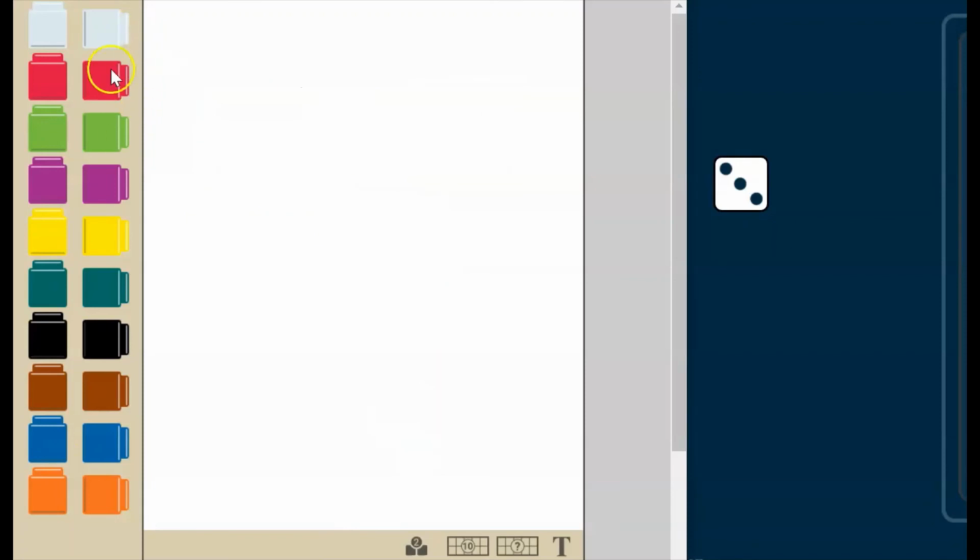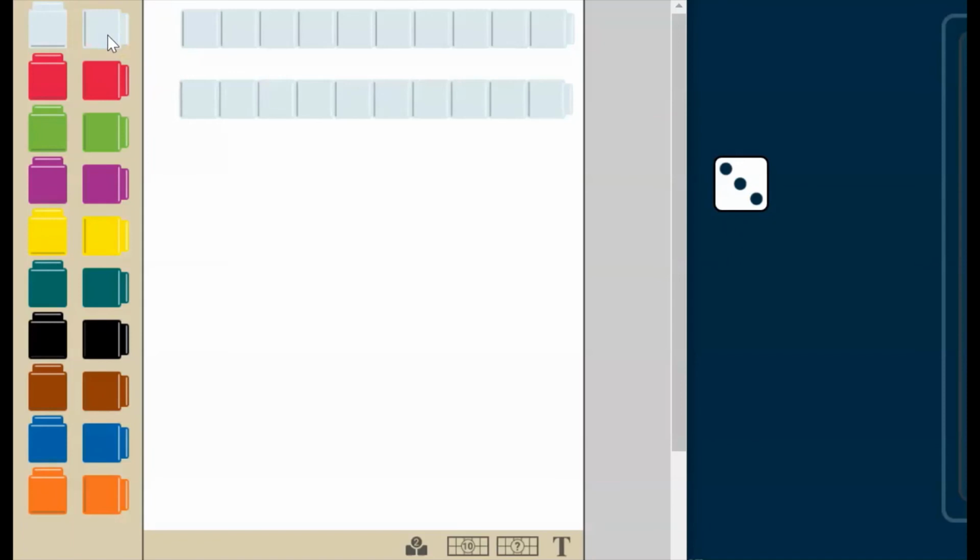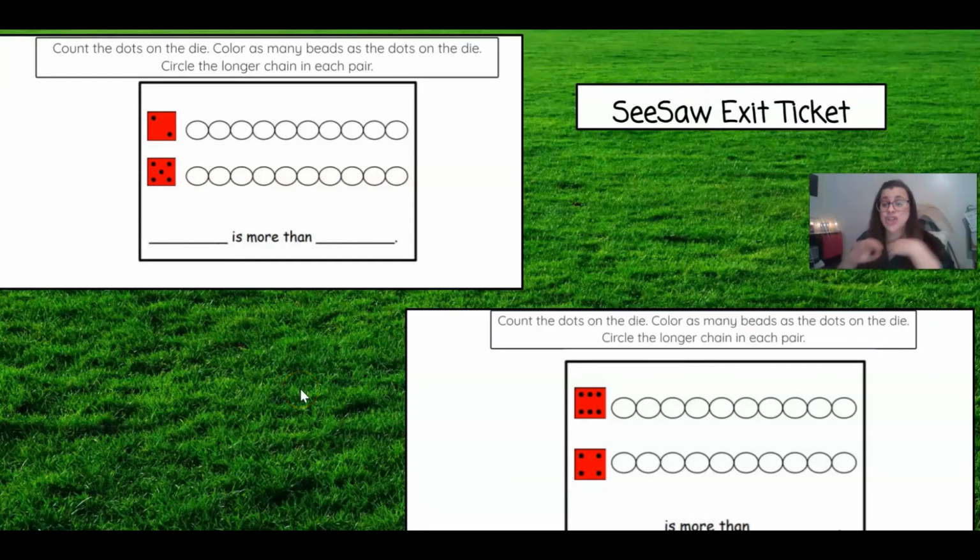All right. Now, I'm going to put out a 10 stick. 1, 2, 3, 4, 5, 6, 7, 8, 9, 10. Then I'm going to put out another 10 stick. 1, 2, 3, 4, 5, 6, 7, 8, 9, 10. On Seesaw, you're going to continue the work of talking about more or less and looking at the dots in the box, coloring as many beads, and then you're going to circle the longer one, the one that has more than, and complete that sentence. Blank is more than blank.